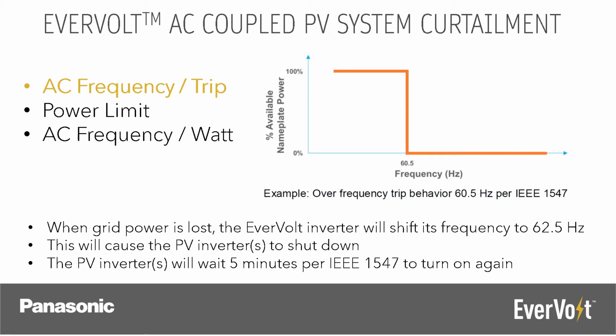So what happens in a situation with an AC coupled Evervolt system and a PV array when the grid goes down? The first method is a very simple method called AC frequency and trip. So when the grid goes down, the Evervolt inverter will shift its frequency to 62.5 Hz, which the PV inverter will see and shut itself down. The PV inverters per IEEE 1547 will wait 5 minutes to turn on again. If there's nowhere for the PV's power to go, as far as the batteries or the loads on the house go, then the PV inverter will remain off.